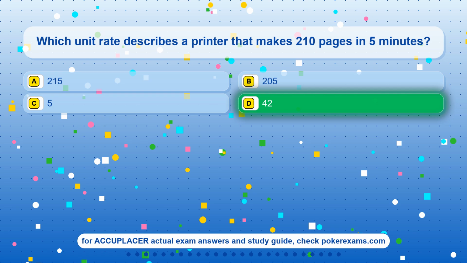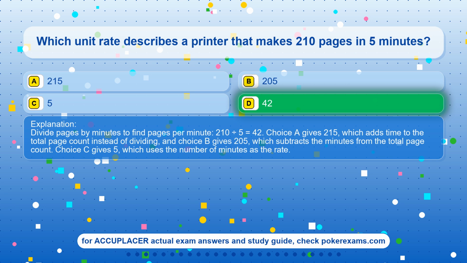The correct answer is option D, 42. Divide pages by minutes to find pages per minute. 210 divided by 5 equals 42. Choice A gives 215, which adds time to the total page count instead of dividing, and choice B gives 205, which subtracts the minutes from the total page count. Choice C gives 5, which uses the number of minutes as the rate.